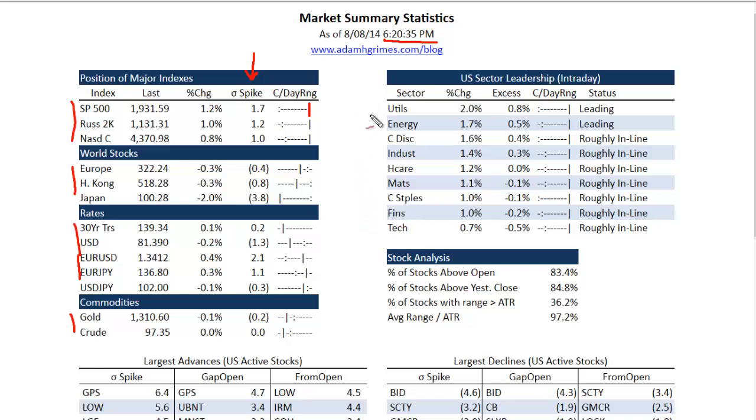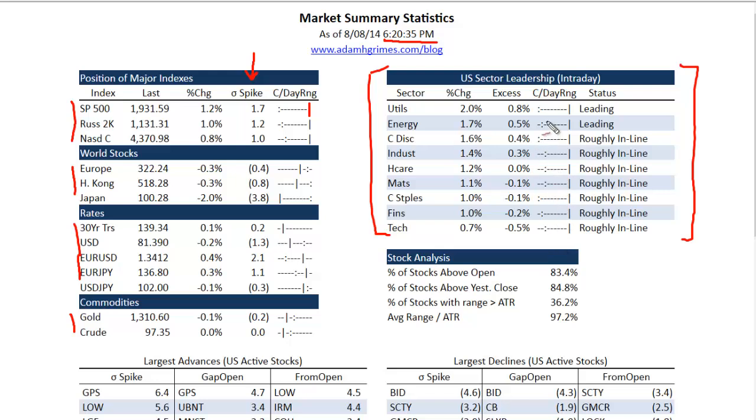So then over here, where is the strength or the weakness coming from in the U.S. market? The sectors will be ranked by their percent change for the day, a quick look at what is lagging, in line, leading, strongly leading, and then the same measure of the close, and the two dots, the colon, by the way, is the open.